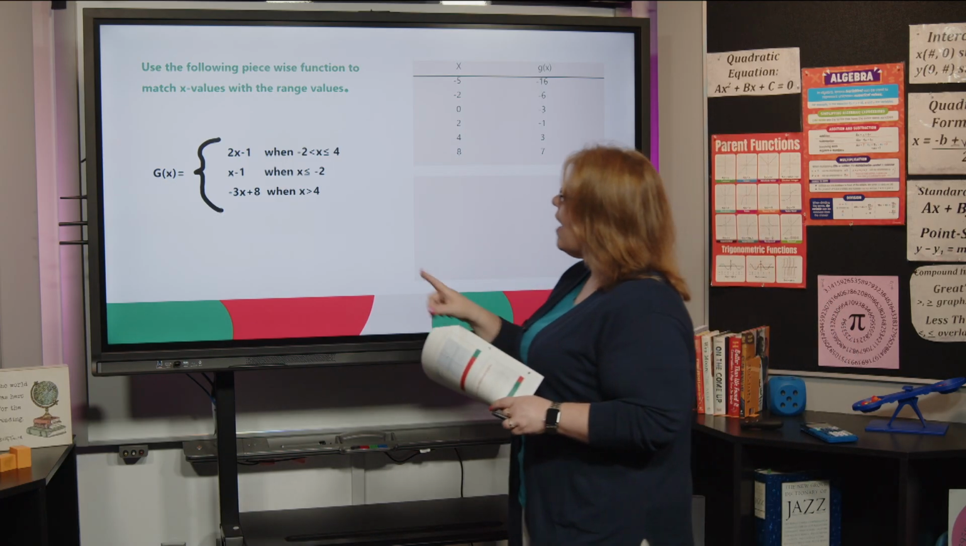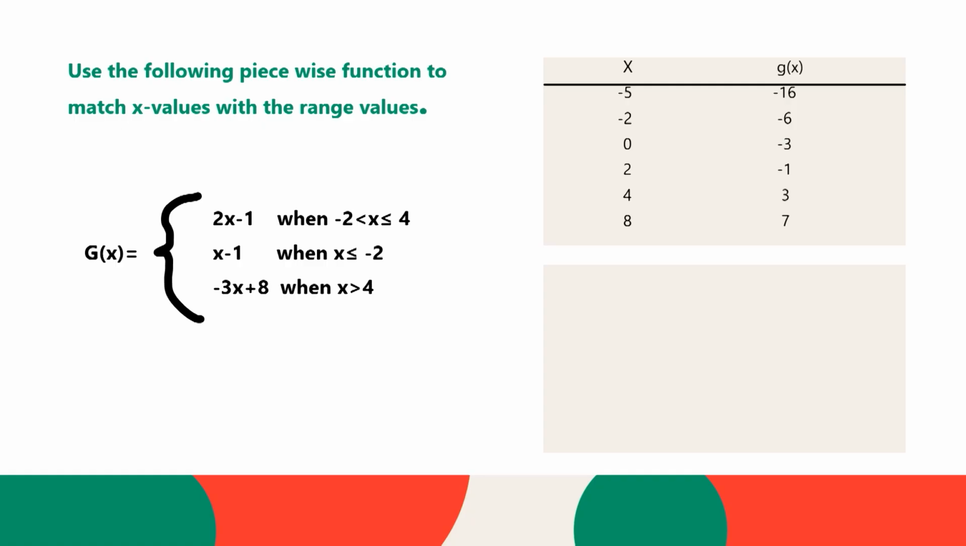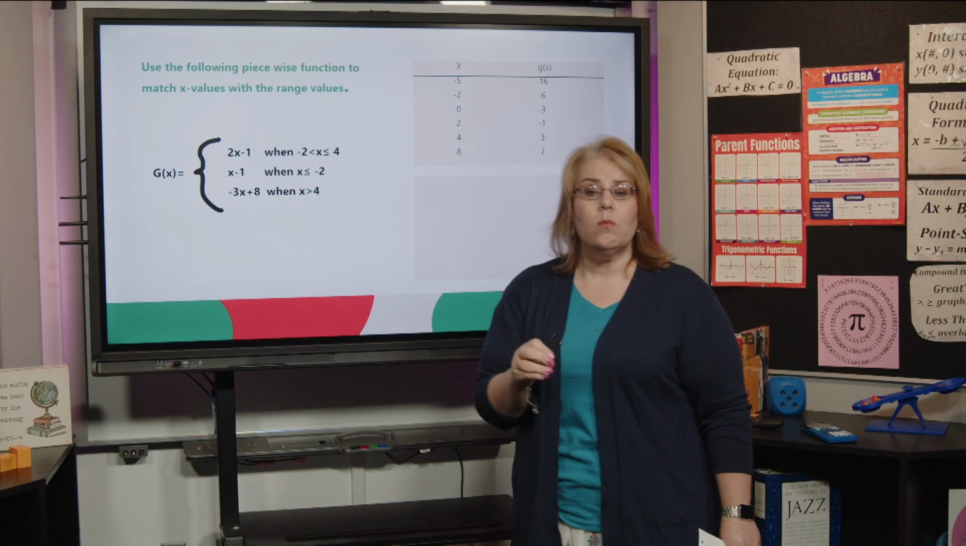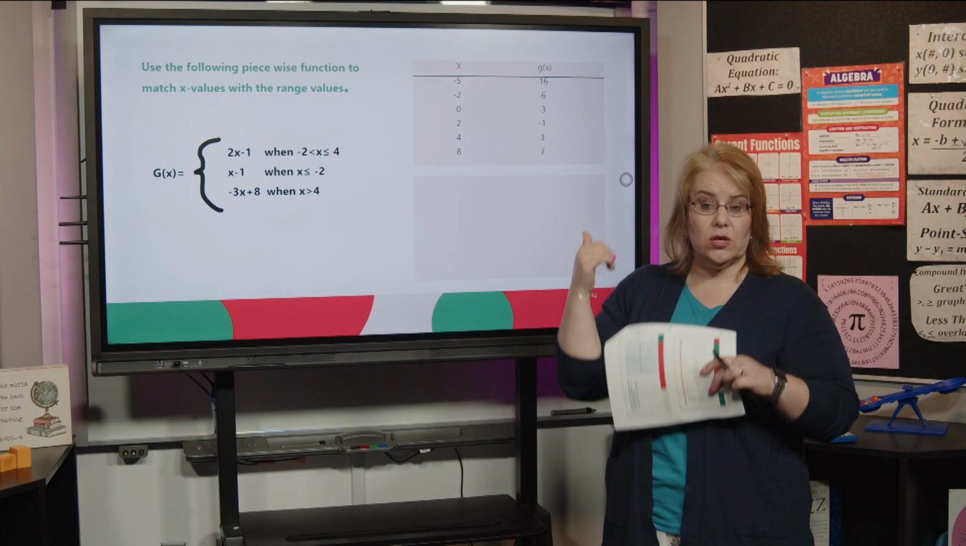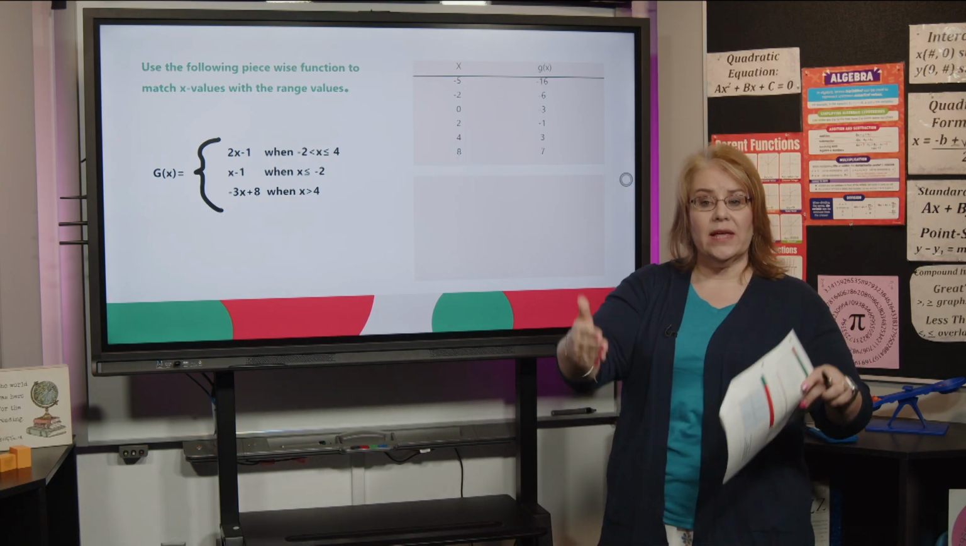So here we go. I've got 2x minus 1 when negative 2 is less than x, which is less than or equal to 4. I'm going to use x minus 1 when x is less than or equal to negative 2. And I'm going to use negative 3x plus 8 when x is greater than 4, excuse me. So I'm going to do the first one for you, okay? I want you to see how we're doing this so you can do the rest of them. So I'm going to do the first one, then I'm going to let you finish the rest of them.